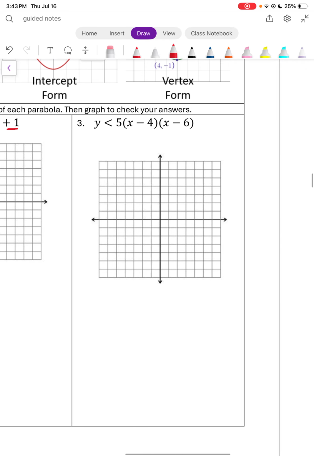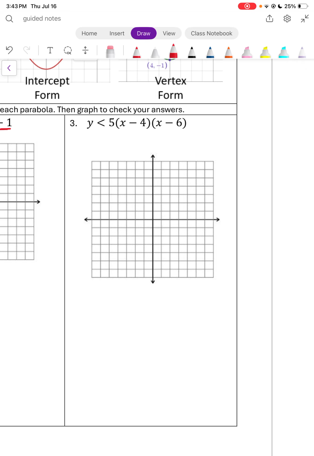Okay, this is going to be our intercept form. Don't get thrown off by the less than sign. That just tells us we're going to shade it at the end. These two values tell us what our intercepts are going to be. If we set this equal to 0, that tells us we're going to have an intercept at 4 and an intercept at 6. And right in between those two values, if we average them, it's going to be 5, that's where the vertex is going to be located.